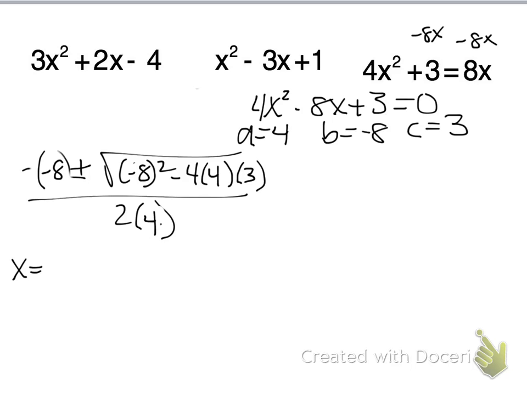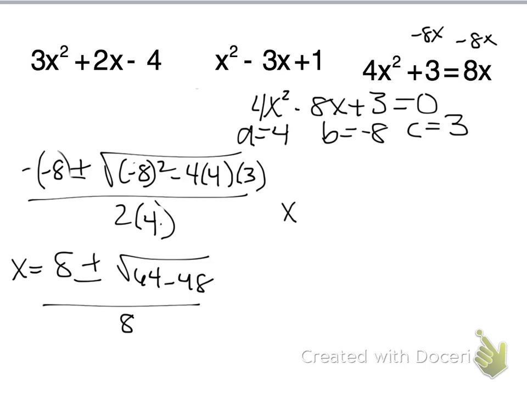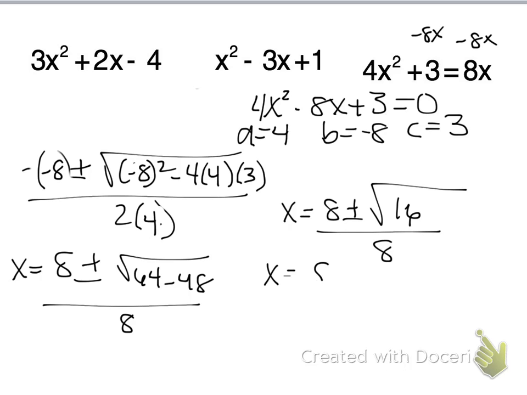So I got x equals, 2 negatives make a positive. Negative 8 squared is 64. Negative 4 times 4 is negative 16. Negative 16 times 3 is negative 48. 2 times 4 is 8. So x equals 8 plus or minus the square root of 64 minus 48, which is 16. So x equals 8 plus or minus the square root of 16, which we know is 4.